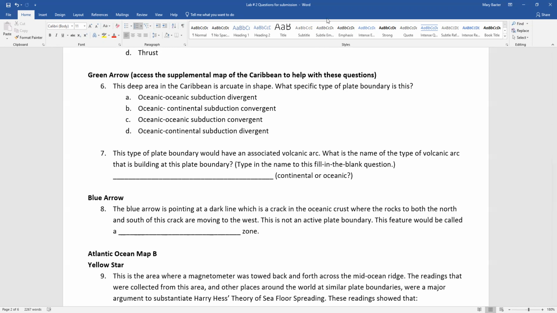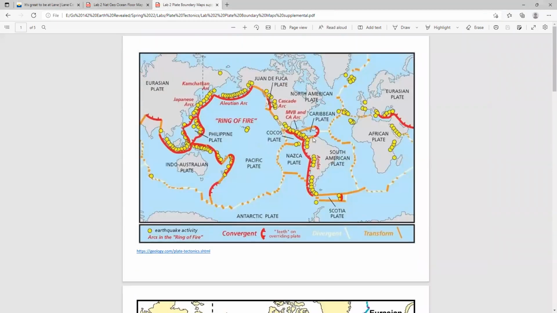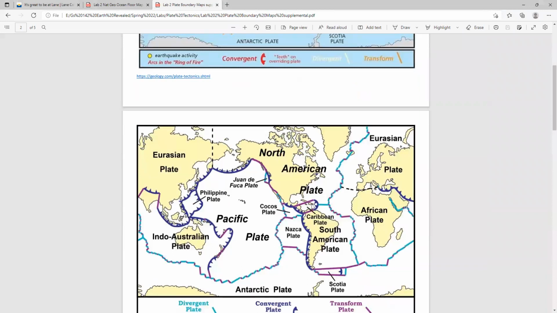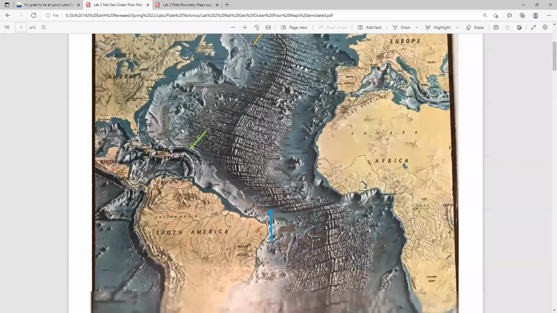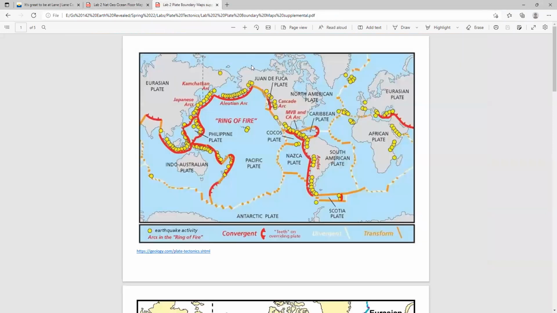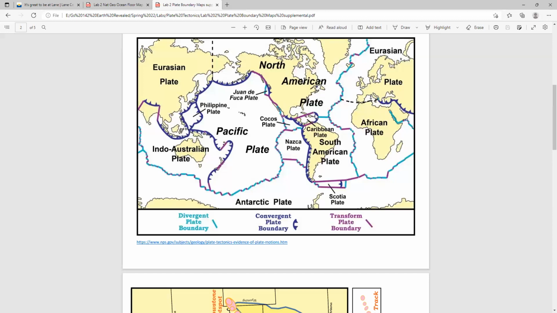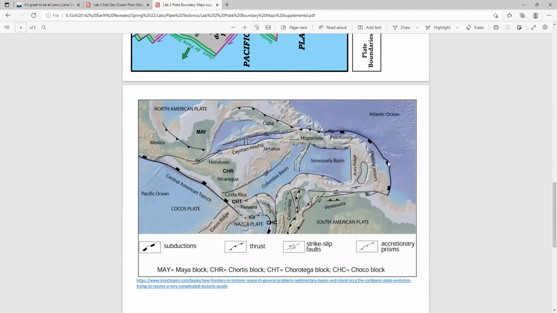Okay, so let's see, go away from this. Back to here and then to the supplemental. Okay, so here is the area we're talking about. Let's see where the arrow was first. Right here. Okay, come over here. What are they calling that right there? What kind of boundary? And the same thing here. What kind of boundary? And then here is the up close. Okay, so it's this right here.